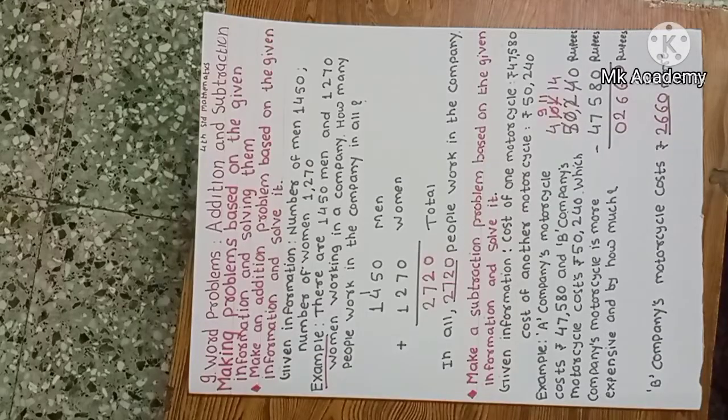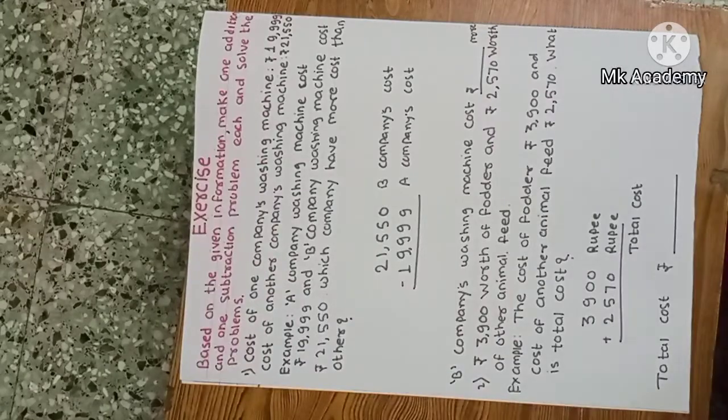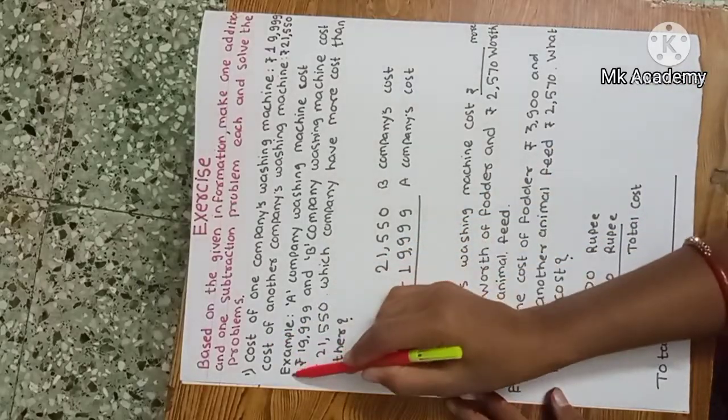Now we solve the exercise on this. Based on the given information, make one addition and one subtraction problem each and solve the problems. In this exercise 8 problems are given. We do one subtraction problem and then one addition problem each. Now first example: cost of one company's washing machine is rupees 19,990. Cost of another company's washing machine is 21,550 rupees. Now we make the problem from this given information.